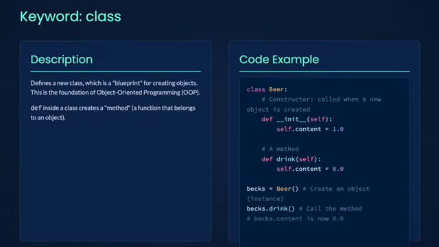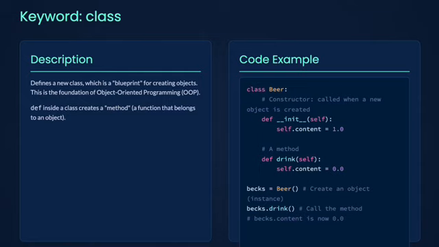Now, if functions are reusable blocks of code, a class is a reusable blueprint for creating objects. This is the heart of object-oriented programming. So here we're defining a class called Beer. Think of this as the idea of a beer. The __init__ method is a special constructor. It runs when you create a new instance of the class. This one sets a new beer's content to 1.0.